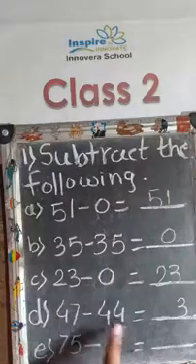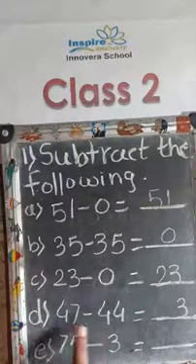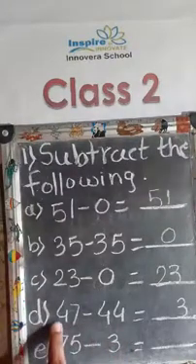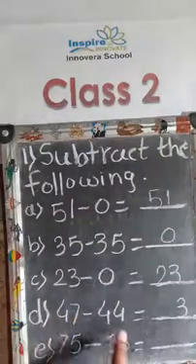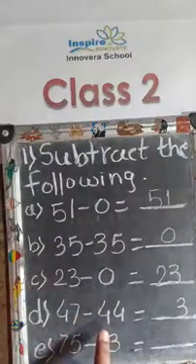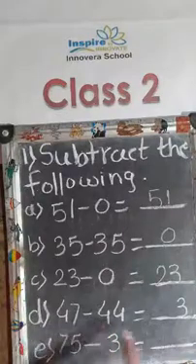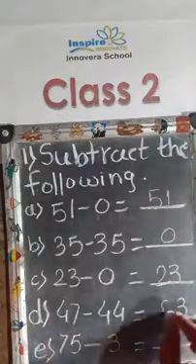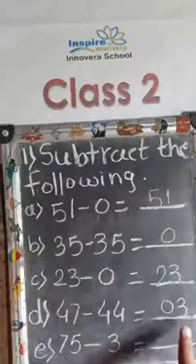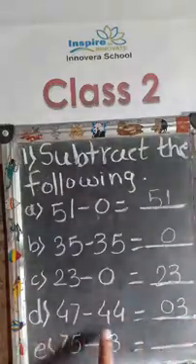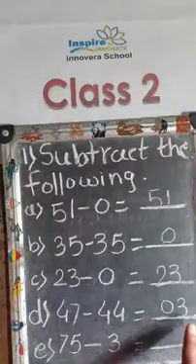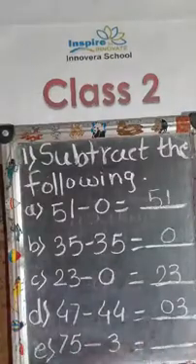Now we will go to the tens column. So who is there in the tens column? 4. Here is a 4. And who is there in the tens column in the next number? 4. So 4 minus 4 is equal to 0. So what answer do we get over here? 3. So 47 minus 44 is equal to 3. Okay.